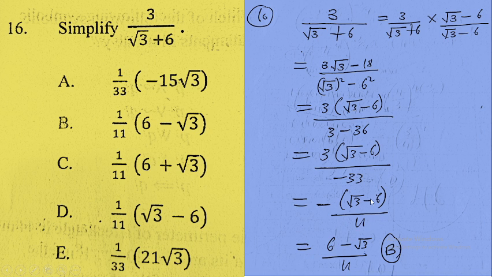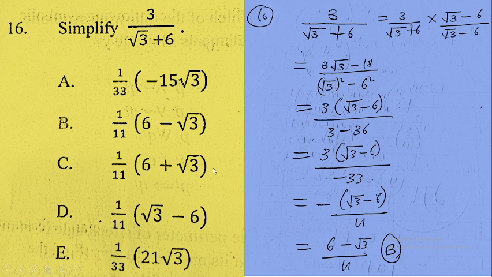The minus can open the bracket. That means we have minus times 3, which will give us minus 3. Then minus times minus 6 will give us 6. So that gives us 6 minus 3 over 11. And option B is the correct option as far as question number 16 is concerned.